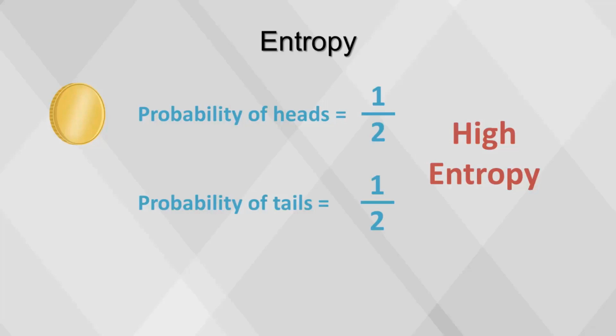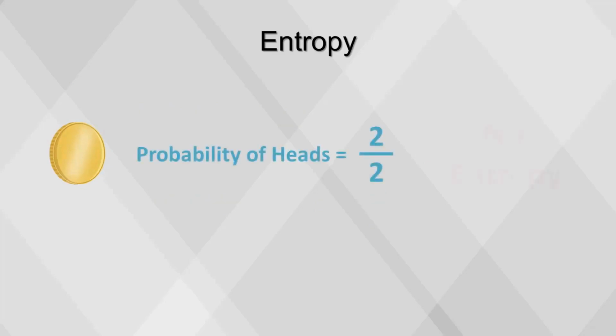Such a coin toss has 1 bit of entropy since there are 2 possible outcomes that occur with equal probability, and learning the actual outcome contains 1 bit of information. On the contrary, a coin toss with a coin that has 2 heads and no tails has 0 entropy, since the coin will always come up heads and the outcome can be predicted perfectly.